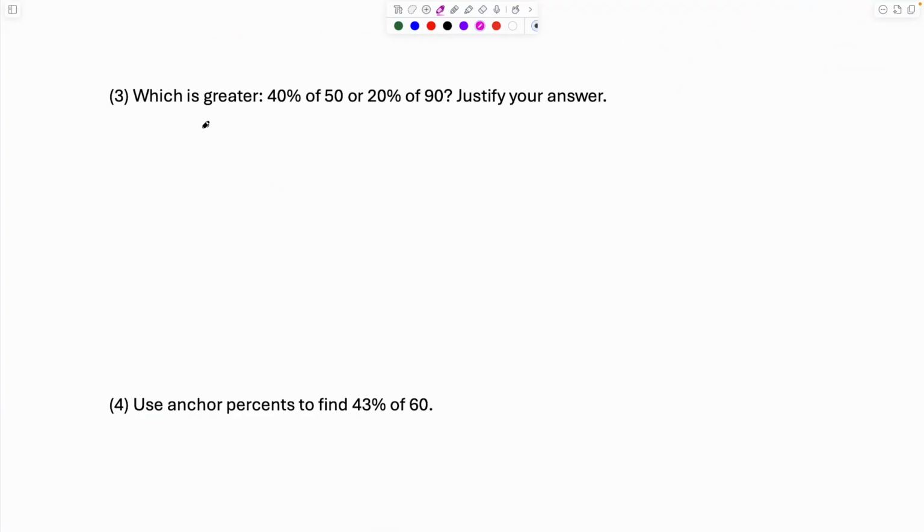Question 3, we want to know which is greater, 40% of 50 or 20% of 90. And we have to justify our answer, which means we have to show work. So let's say I do 40% of 50 first. For 40% of 50, I'll use anchor percents. I'll find 10% of 50. And when you find 10% of a number, you just take that number and divide it by 10. So I do 50 divided by 10, which is equal to 5.